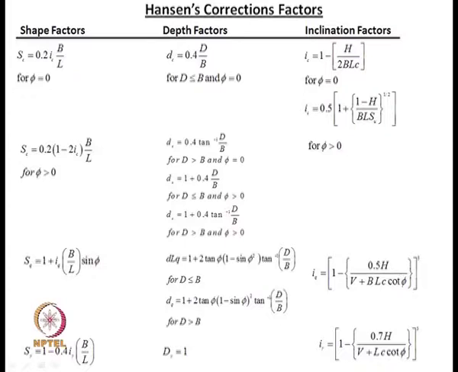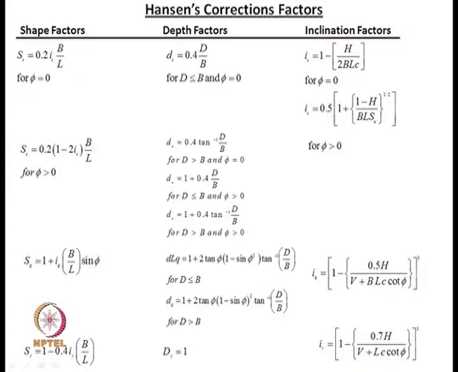Similarly, for the inclination factor also we can determine. This is the inclination factor expression, where h and v are the horizontal and vertical components of the load that is acting at the base of the footing respectively, and c is the cohesion and phi is the friction angle of the soil.